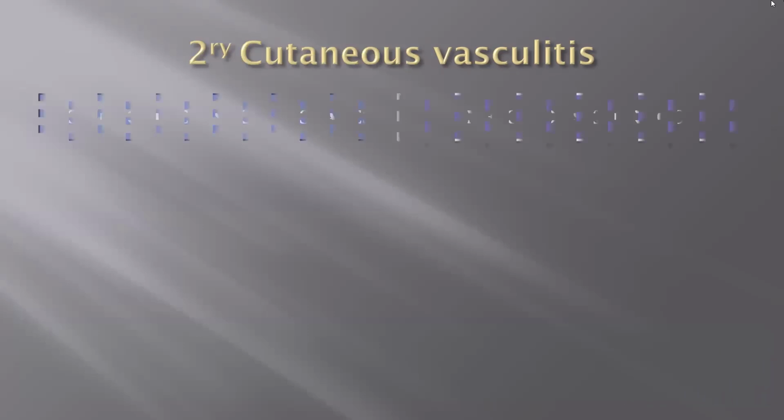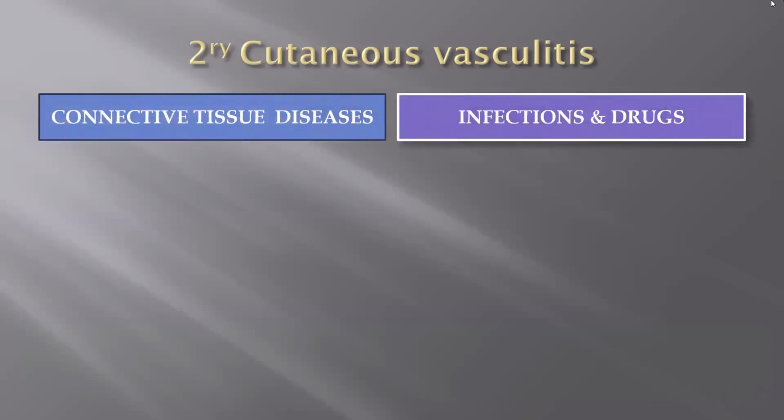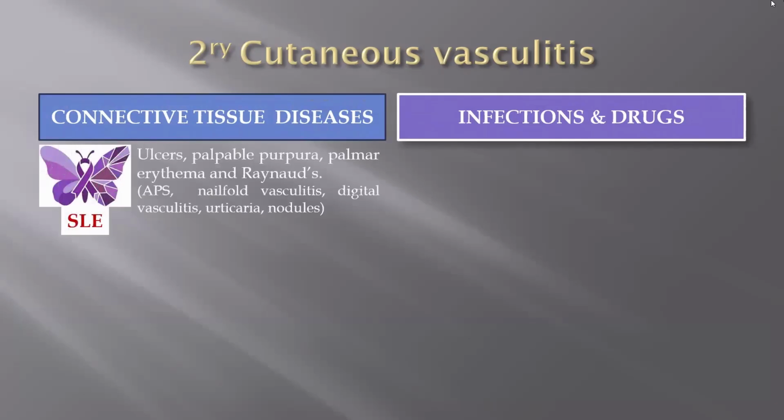Cutaneous vasculitis may be secondary to connective tissue diseases, drugs, or even infections. The most common connective tissue disease associated with cutaneous vasculitis is systemic lupus erythematosus, where it can manifest as ulcers, palpable purpura, or palmar erythemas. Antiphospholipid syndrome may also accompany systemic lupus erythematosus, leading to vasculopathy with livedo and ulceration. Other signs of cutaneous vasculitis of systemic lupus may include nail fold and digital vasculitis, urticaria, and nodular lesions.